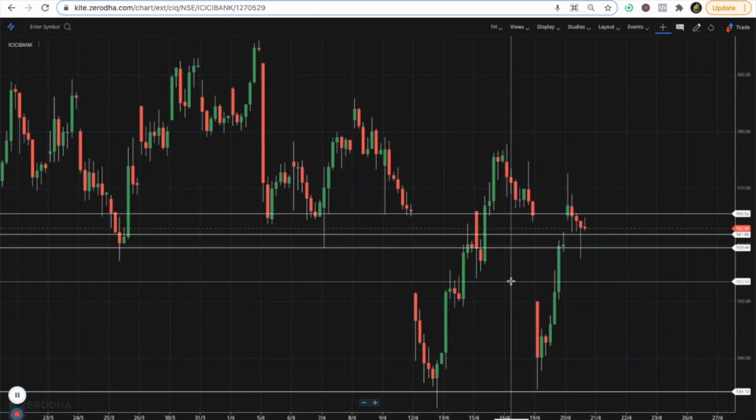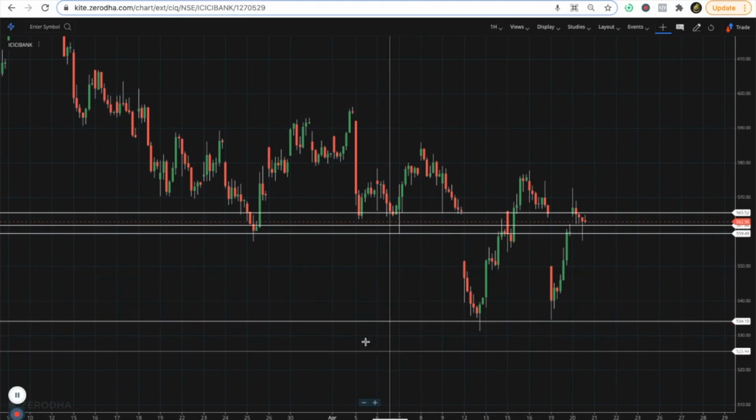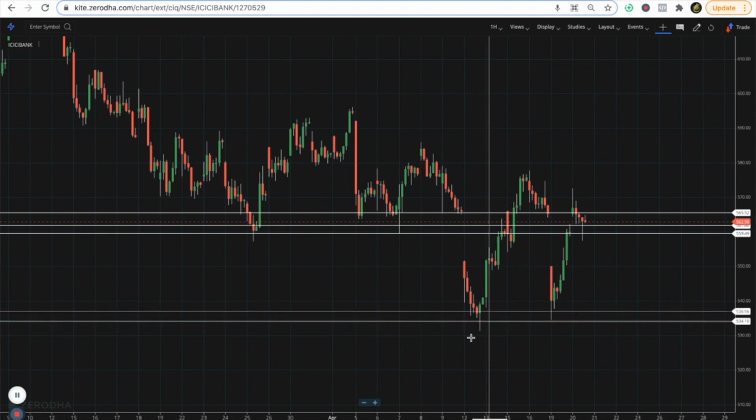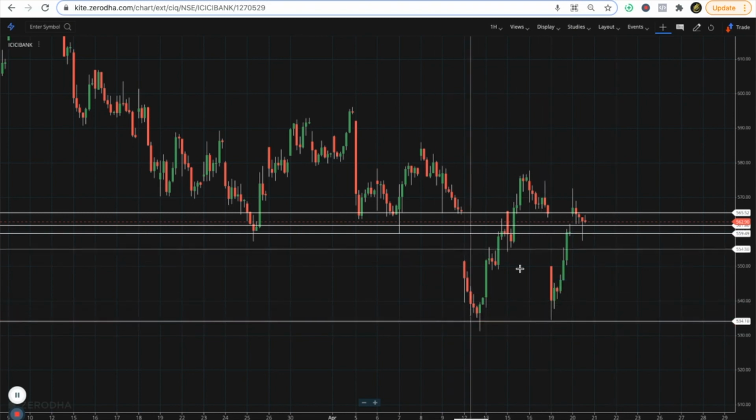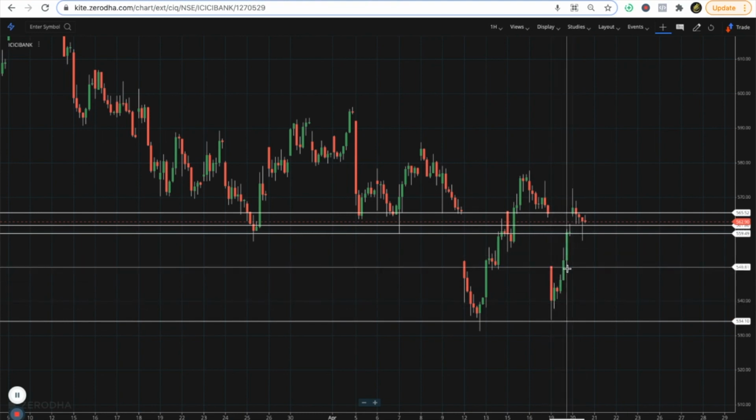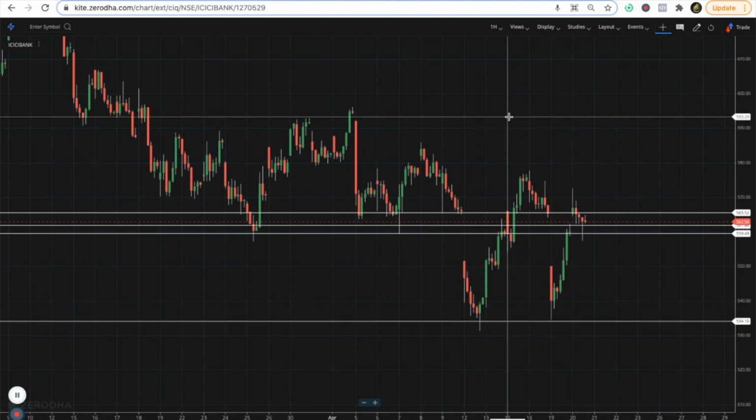In the case of ICICI, I just realized that the stock is finding some sort of support over here, right? These two levels look like a support. We'll discuss support further, but generally speaking, price is finding some sort of rejection or support over here. Now I'll get into the shorter time frame.